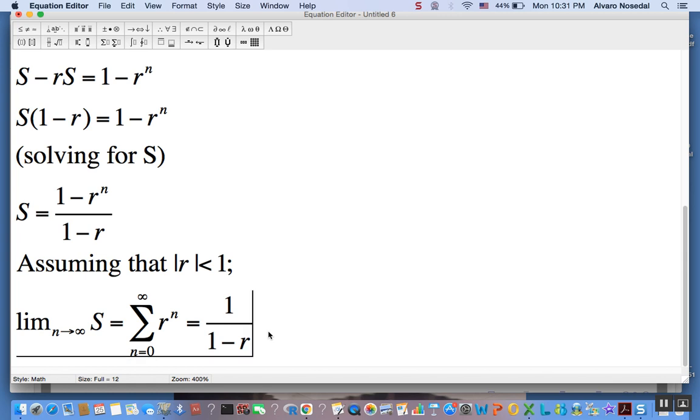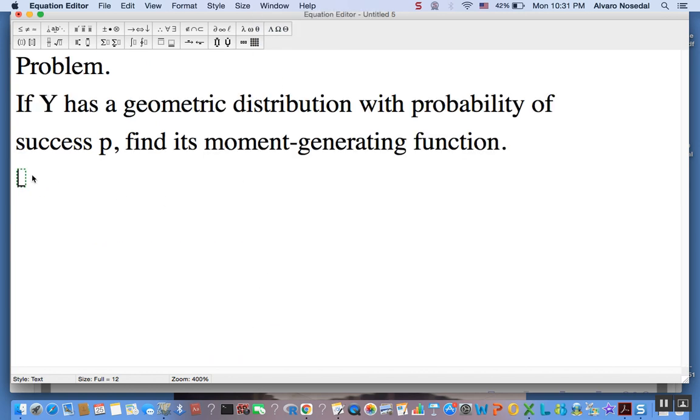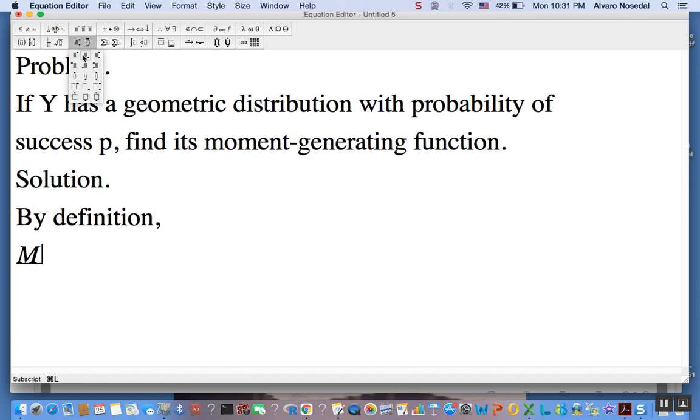Okay, so keep that formula in mind, because it will be very useful when we derive the MGF of a random variable with a geometric distribution. So let's go back to our main problem. Let's find the solution to that problem. Okay, so we want to find the MGF. Let's start with the definition. So by definition, the MGF of the random variable y, as a function of t, is given by the expected value of e to the power t y. Got it? Excellent.